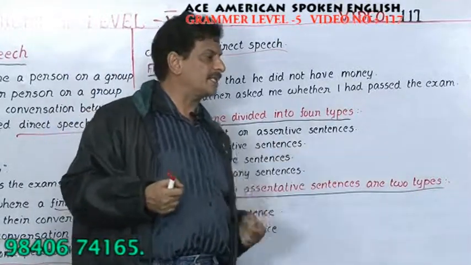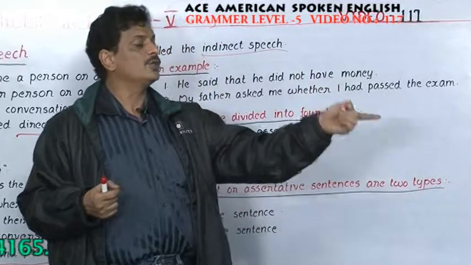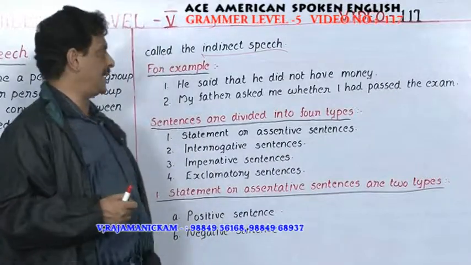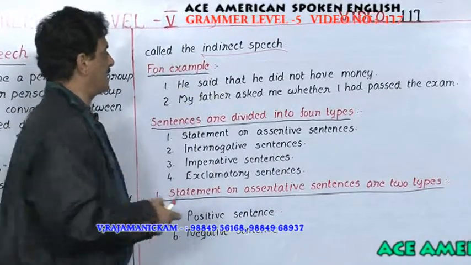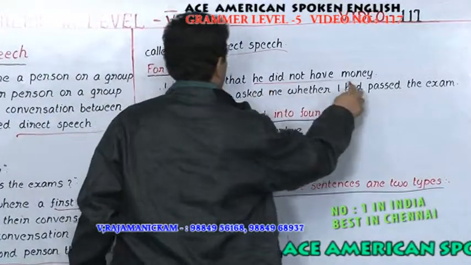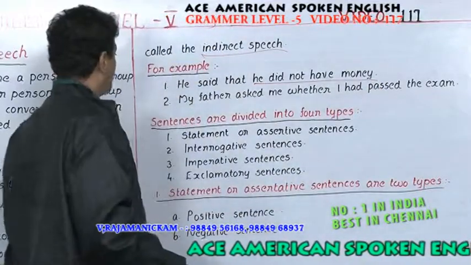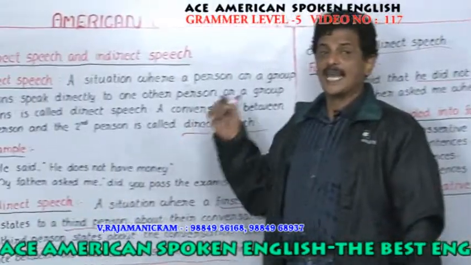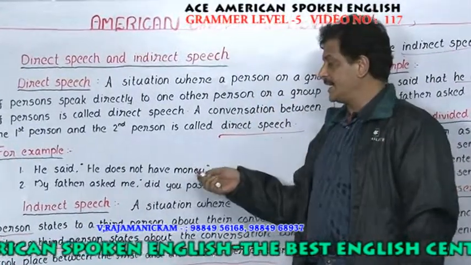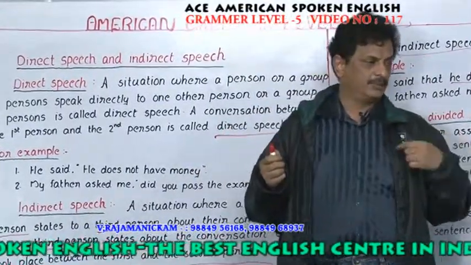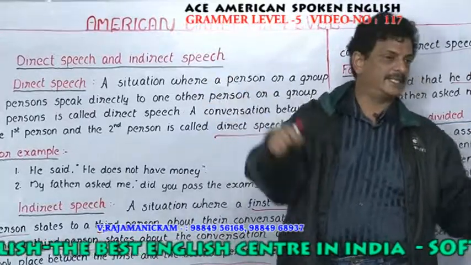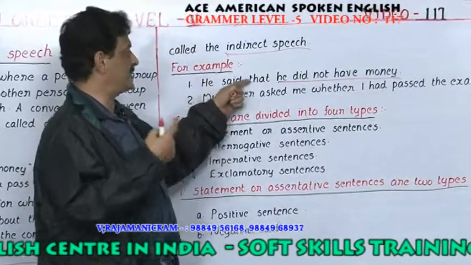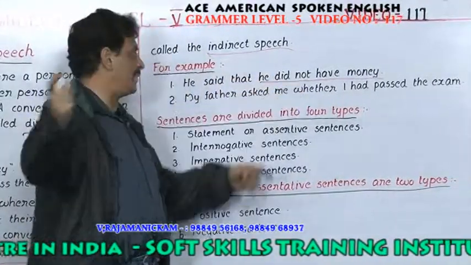What I say to you is direct speech. What I say to you, you go and say to somebody, this is what he told me, then it becomes indirect speech. He said that he did not have money. See, here in the direct speech, what did he say? Exact words of what he said. He doesn't have money. He said to me, he doesn't have money. So, indirect speech, I am going and telling him, he said that he did not have money.